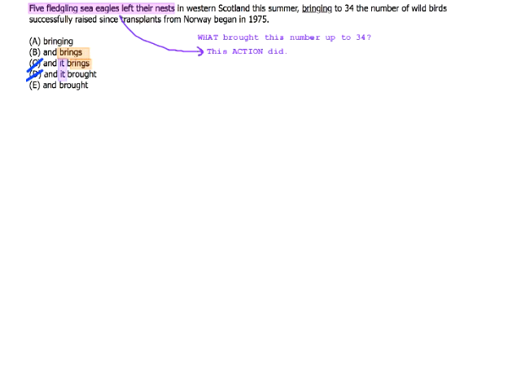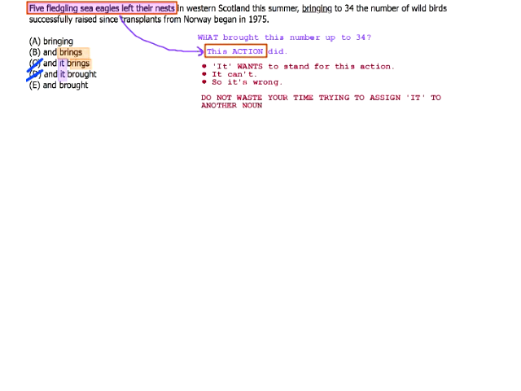I mean, notice there's no point in wasting your time trying to assign it to a noun, because there's an intended noun, or there's an intended meaning of it. And if it can't do that, then don't waste your time trying to assign it to other nouns, right? This is the thing that it wants to stand for. I mean, if pronouns have desires of their own, it wants to stand for this action, but it can't. So it's wrong. Do not waste your time trying to assign it to another noun. There's no point in trying to do that, because that's what it's trying to talk about, so you can't talk about that. So in other words, don't be like, I don't know what it is. Is it an eagle or is it a, don't do it. Just not a thing.